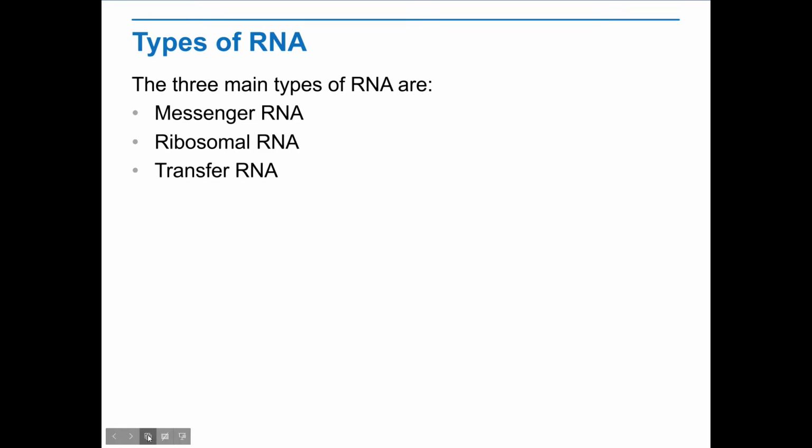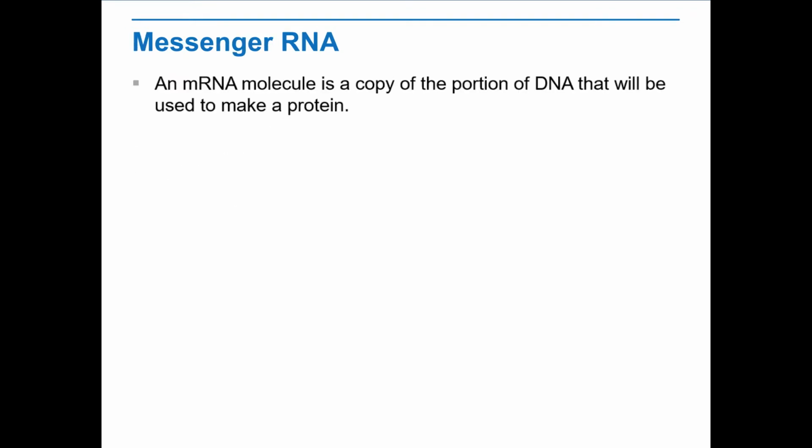So mRNA is one that we have, and then we have ribosomal RNA. We would call that rRNA. And then we have transfer RNA, which is tRNA. And so let's look at these specifically.